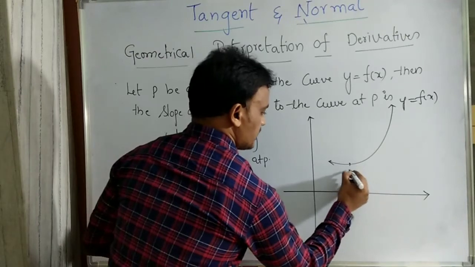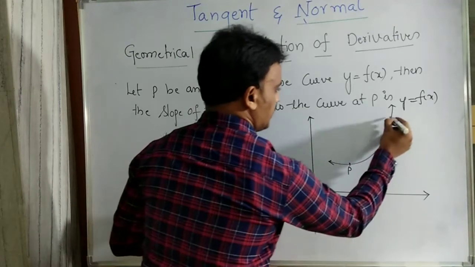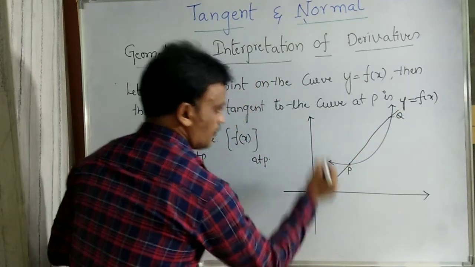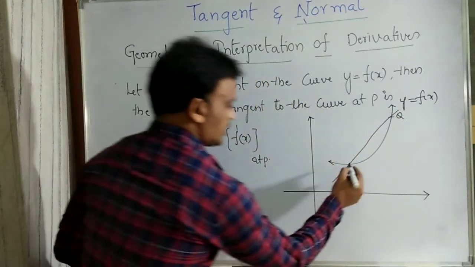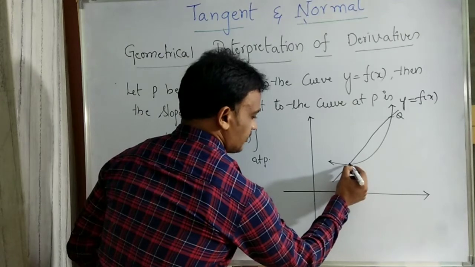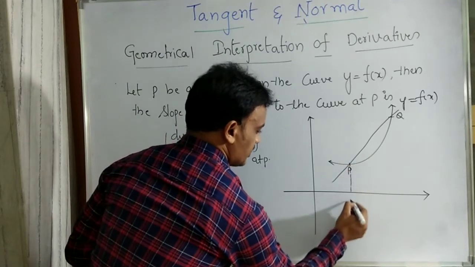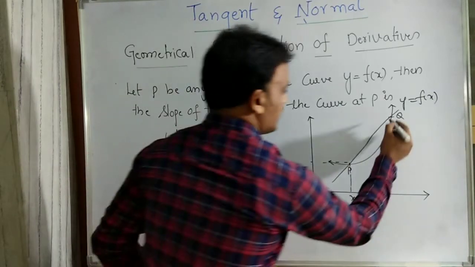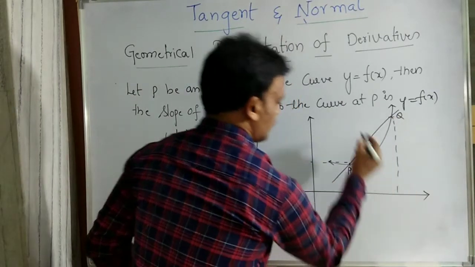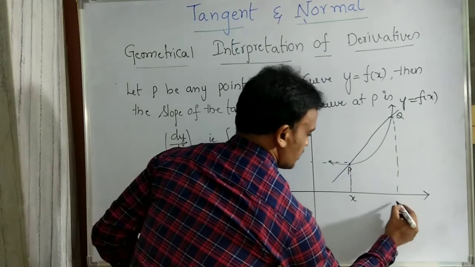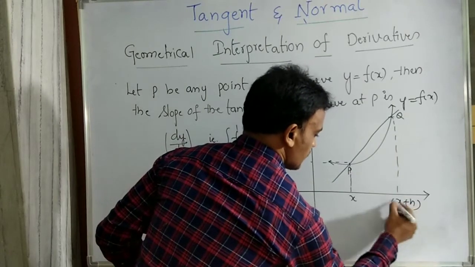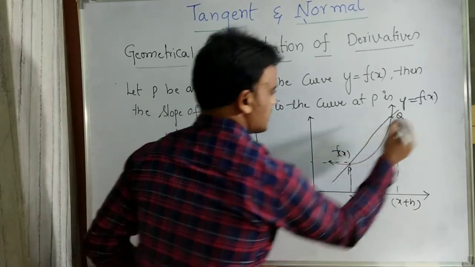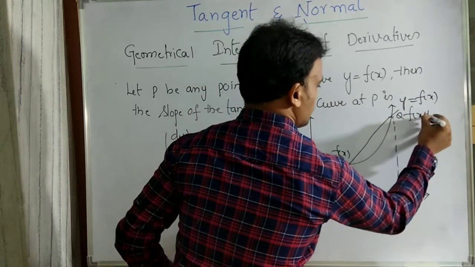First of all, it is a secant PQ which intersects the curve at P and Q. Let us say P is x comma y. The point P is x comma y, this is the x coordinate and this is the y coordinate. And the point Q, let us take the distance between them, this is x plus h. So its corresponding values are f of x and f of x plus h.